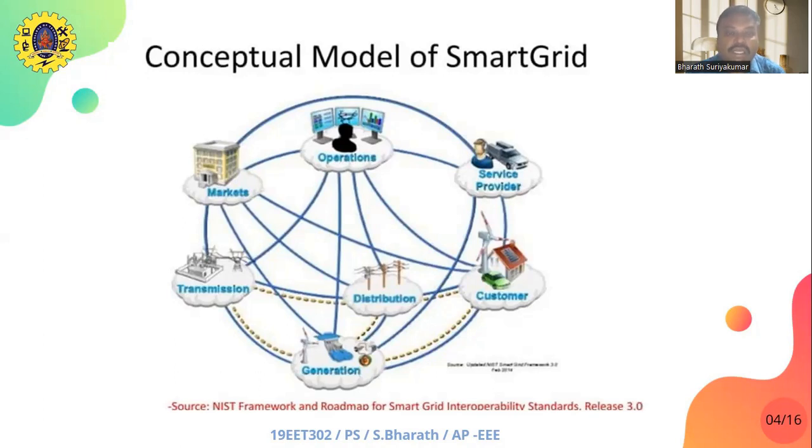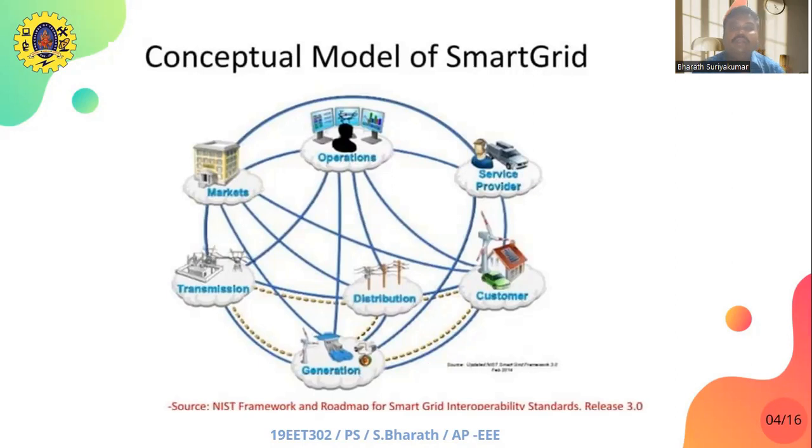So that is the generation, transmission, distribution, and the customer. Here also comes the service provider, operations, and the market. So always there is a complete interlinking. The customer can have a link between the generation and the markets and the service provider. So now it becomes a bi-directional flow. Even at the customer's end, you can see a solar plant or a wind where you can generate power and give it back to the power market. Okay, a service provider and an operator.